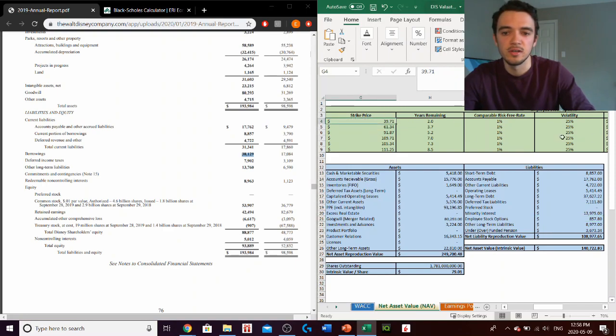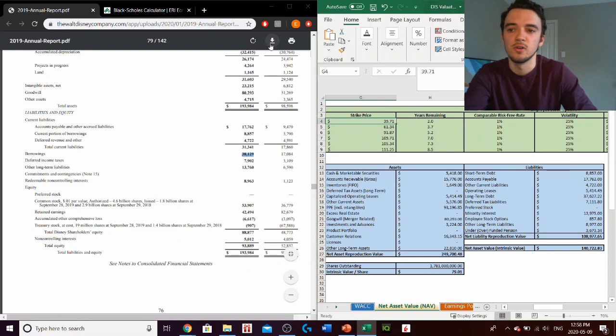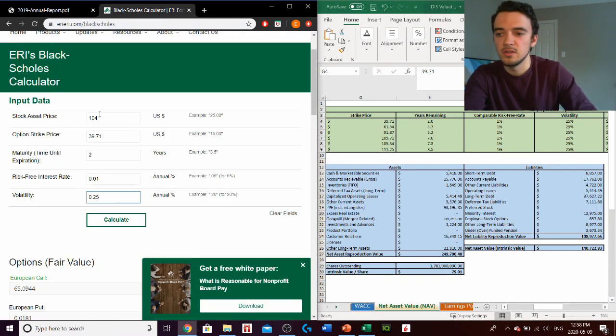I'll use the first item here, and I'll show you how to do it on the Black-Scholes calculator. So here you go, it's already set up right there. The stock asset price is 104. The option strike price is 39.7, which is from right here, and you can find all this in the annual report. The maturity is 2 years until it matures.